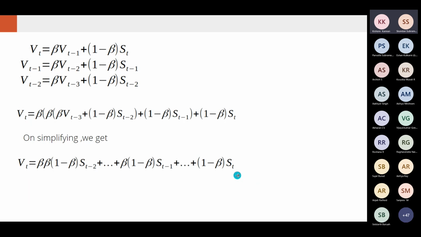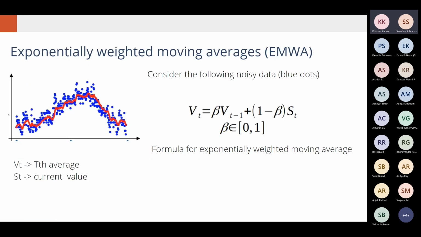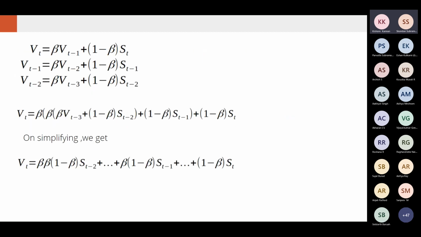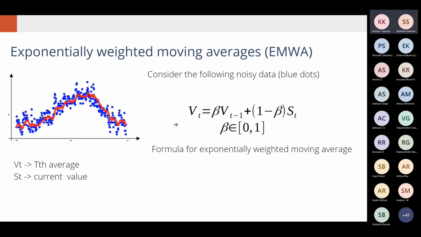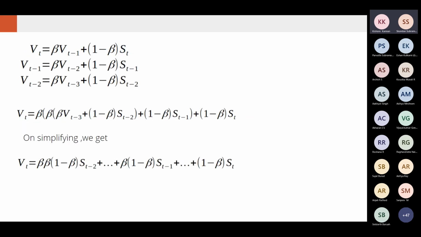The formula will be ST with some weight, and then plus ST minus 1 with the next term in the geometric progression, plus ST minus 2, and so on. So this is the formula for the exponentially weighted moving average, and we'll use this to understand the following algorithms. So I hope this is clear. You don't have to memorize this formula, but this will be helpful in understanding how the optimizers work.